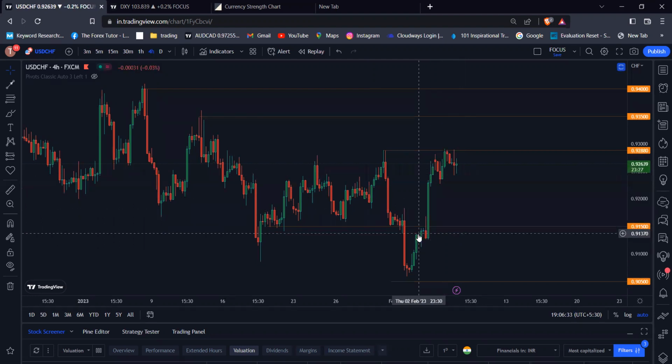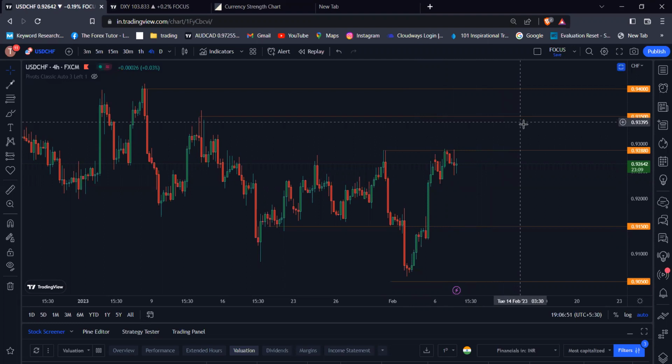If you look at the USD Swiss franc right now, it's reaching the 0.92800 psychological level and did not break this level. So if USD Swiss franc breaks this level, then it's moving upwards to the 0.93500 level. And if the USD Swiss franc does not break this level, then it's moving downwards to the 0.91500 level.